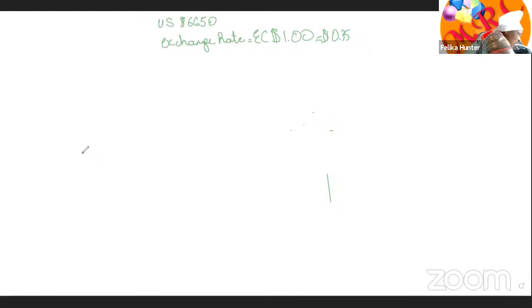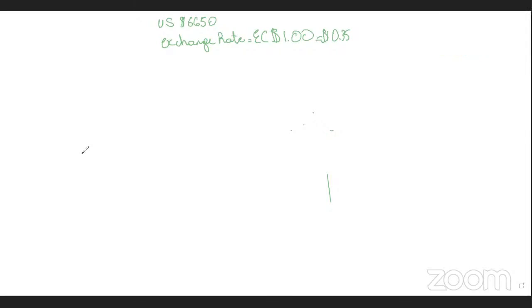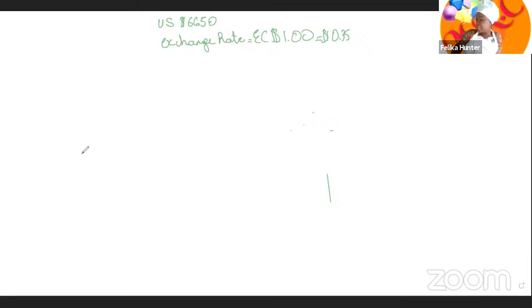US, right? And he's going to change it over into which currency? Which currency is he changing it into? EC. All right, so he's changing it into EC. So there's two things I want you to know now. When you're changing currency from one to the next, you're either going to be doing some multiplication or you're doing some division.